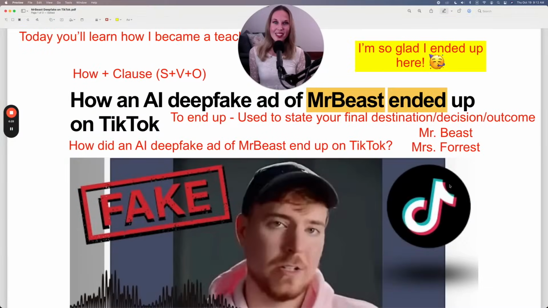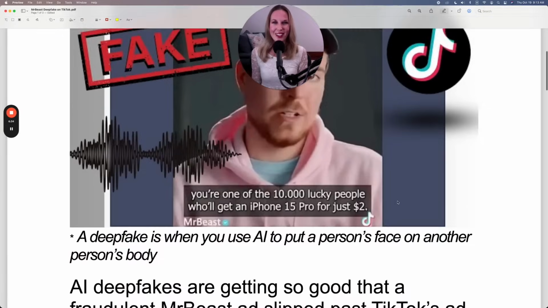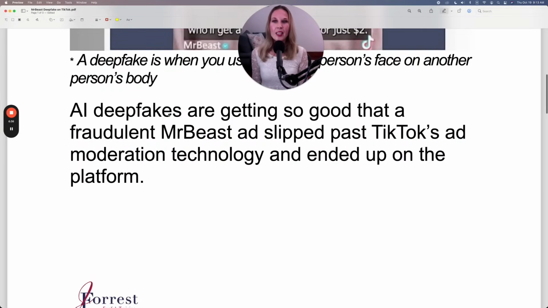Now let's continue on and learn how this AI deepfake of MrBeast ended up on TikTok. AI deepfakes are getting so good that a fraudulent MrBeast ad slipped past TikTok's ad moderation technology and ended up on the platform. So now we already know that this means that they're talking about the fact that the final location of the ad was TikTok. So that's how they're using ended up.